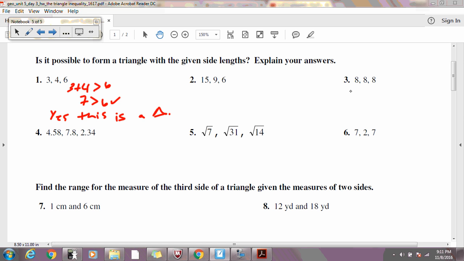Number 3, take two of the sides, which are all the same, and double check that it's greater than the third. 8 plus 8 is 16. That is greater than 8, so yes, this is a triangle.